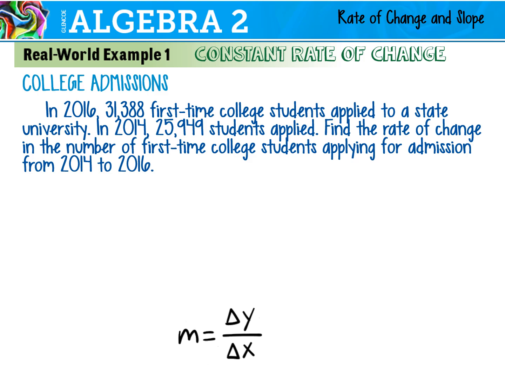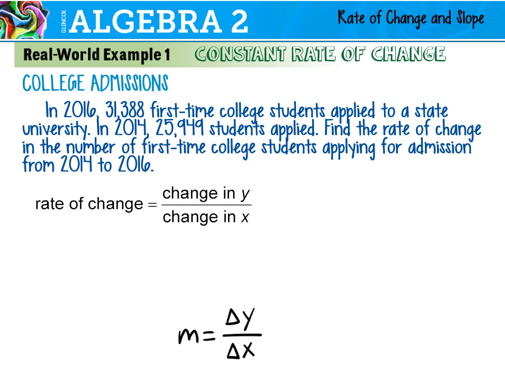Real world example, constant rate of change, college admissions, 2016. Wow, it's 2026 right now. This is old data. 31,388 first-time college students applied to a state university. In 2014, 25,949 students applied. Find the rate of change in the number of first-time college students applying for admission from 2014 to 2016. So we're going to do our rate of change.